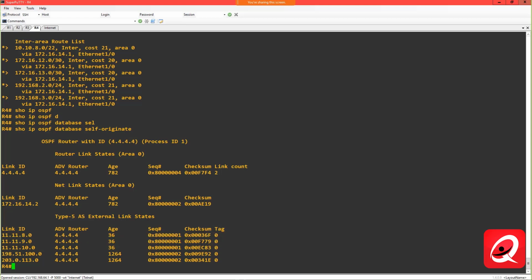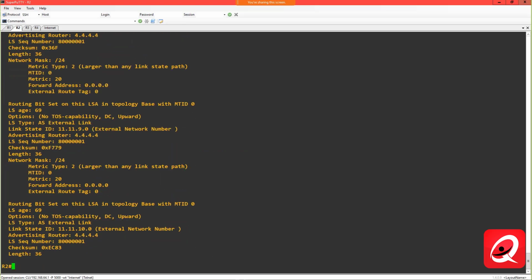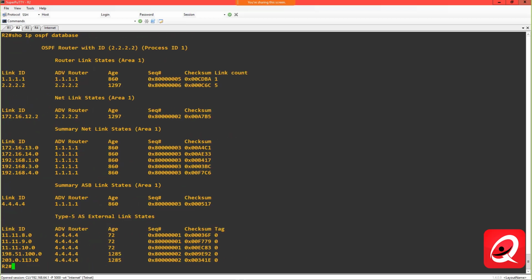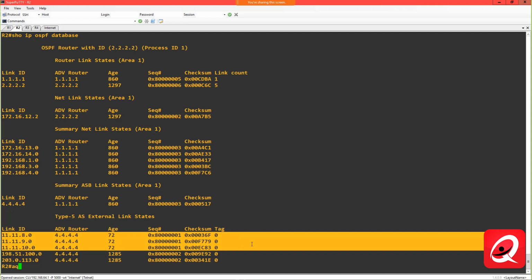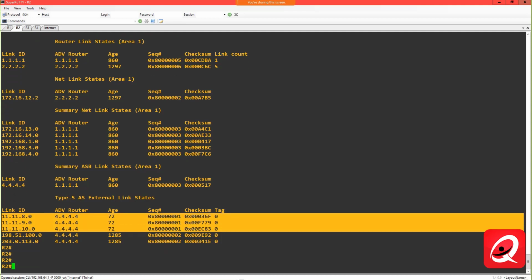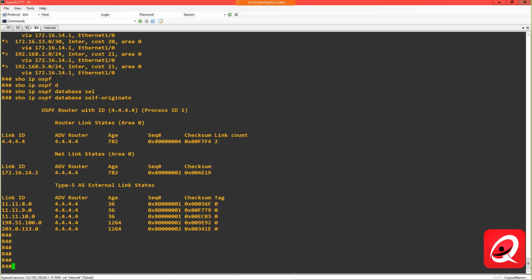And sure enough, if I go to router 2, I should see, let me just do the full summary here, I should see those routes coming in to router number 2. All right? And they're just coming in as type 5 LSAs. The reason why I created those is because I wanted to show you guys how we can summarize those routes into OSPF. It's a little bit different when you're doing it on an ASBR as opposed to an ABR.